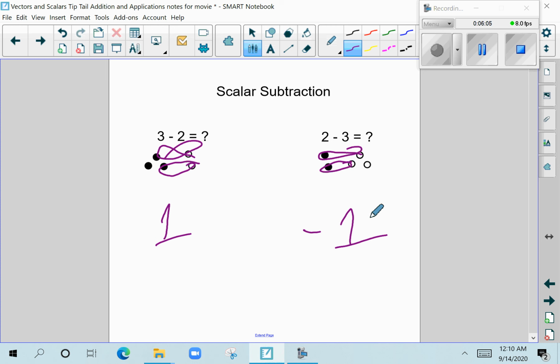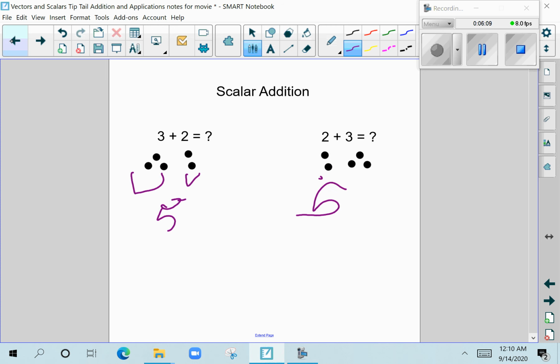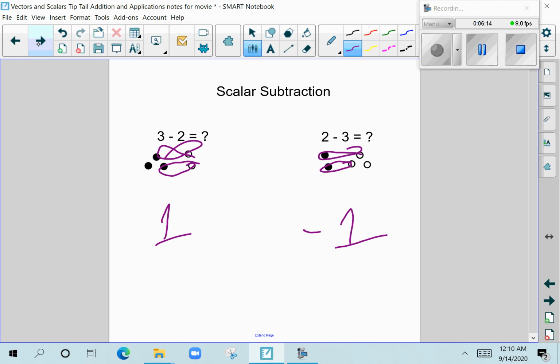And we learn very quickly that when we're subtracting, the order matters. With addition, 3 plus 2, 2 plus 3 always gives you the same value. But when we have scalars and we subtract them, we always come up with opposite values. Instead of 3 minus 2 equaling 1, I get 2 minus 3, which is -1, because I have less than a dot. I have a hole that's going to eat a dot as soon as I get one.